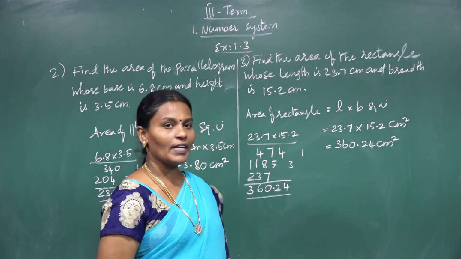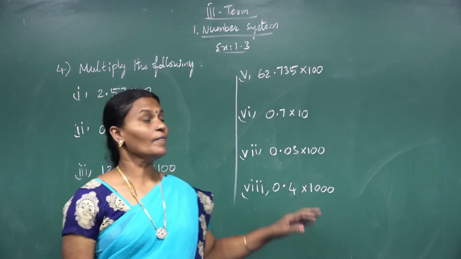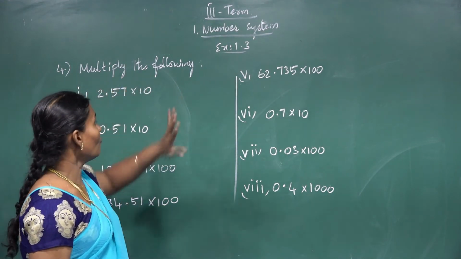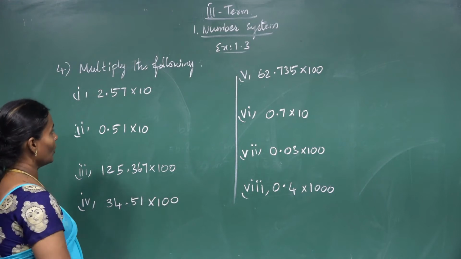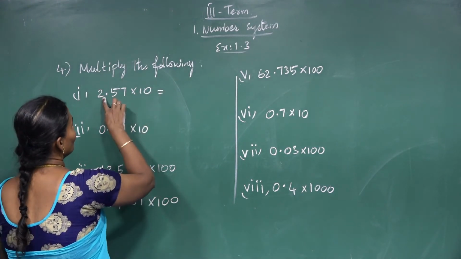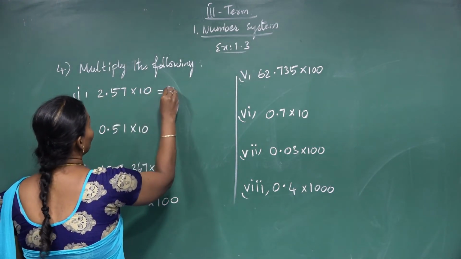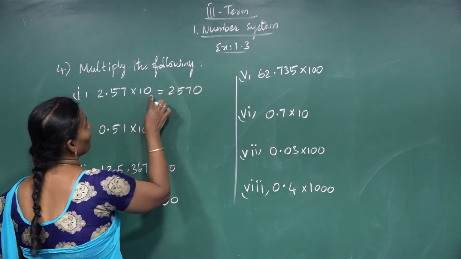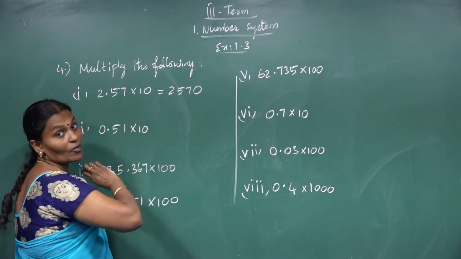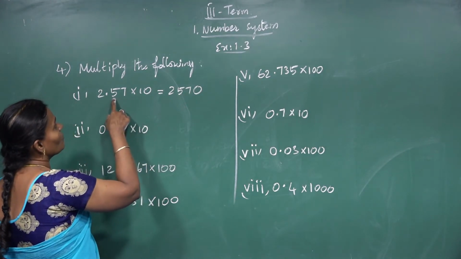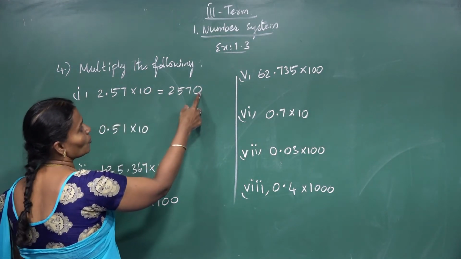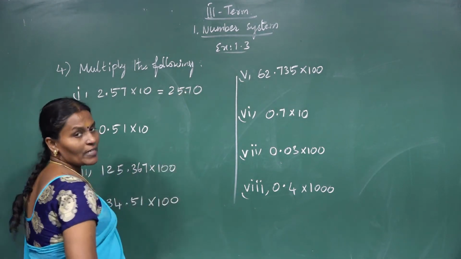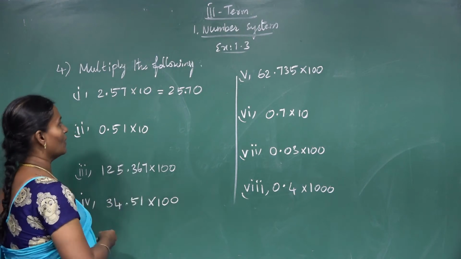Area of rectangle. Now see. Exercise 1.3, fourth topic. Multiply the following. See, it's very easy. So you write 257, then this 10. Multiply by 10 means you have to add a 0. Okay. So here how many decimal places? 2 decimal places. So you put the decimal point after 2 digits. So the answer is 25.70. Okay. This is one method.